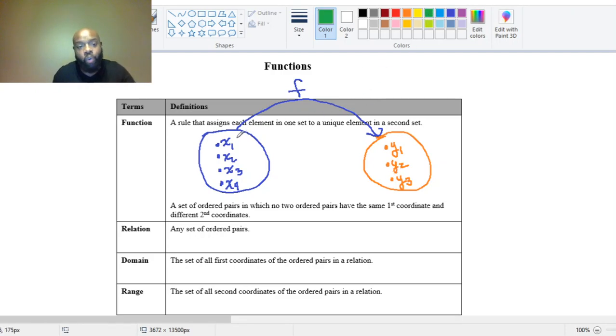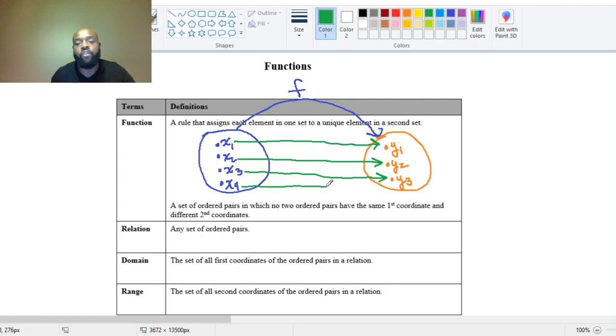And basically what a function does is it uses some formula or some rule to assign. For instance, we can say that x1 gets assigned to y1, x2 gets assigned to y2, x3 gets assigned to y3. Now, note here, each of these elements is getting assigned to one element in this set over here. And let's say that x4 also gets assigned to y3, right? Each element gets assigned to one element over in the other set.